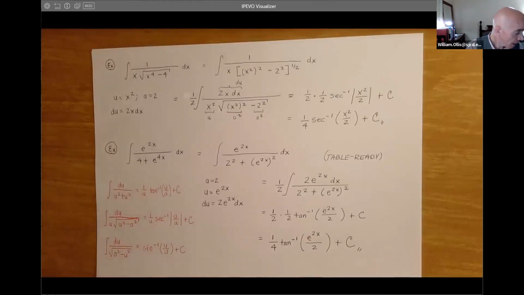Okay, now for the last example, and then we'll do some more examples next class. I just want to do a definite integral just to remind you of that.